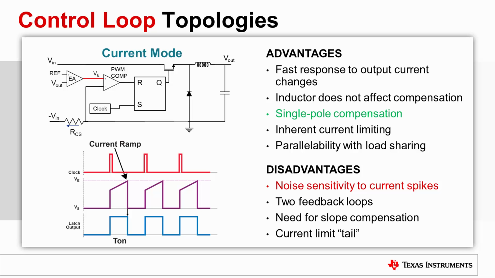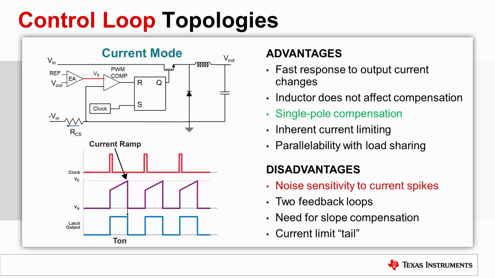There are a few drawbacks to this control. Most notably, noise from the switching transitions can corrupt the switch current sample and turn off the PWM too early. Controllers must address this through leading edge blanking or some other method. The controller also requires two feedback loops, a voltage signal and a current signal, which adds cost to the circuit.